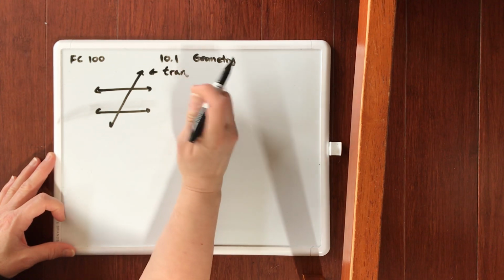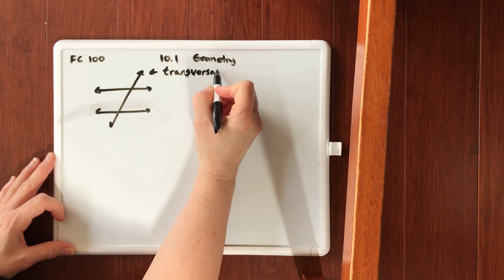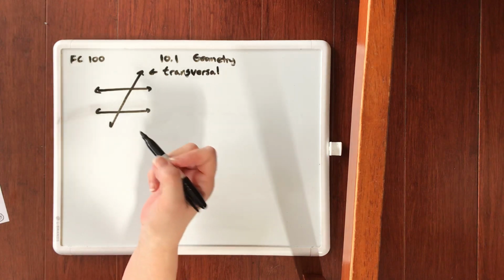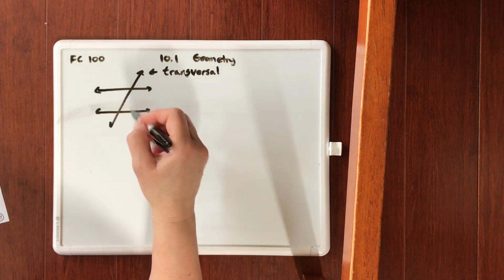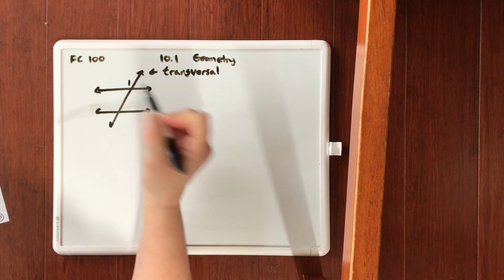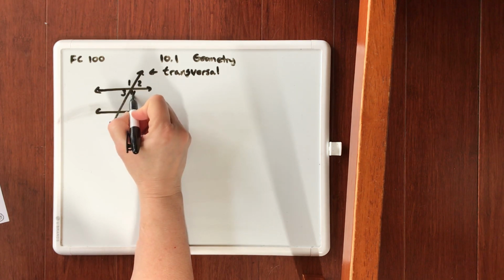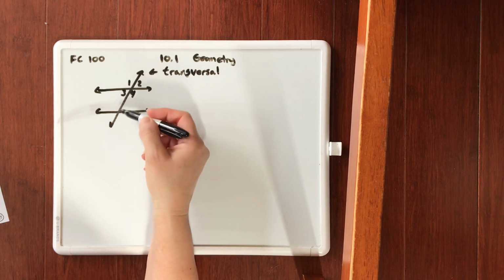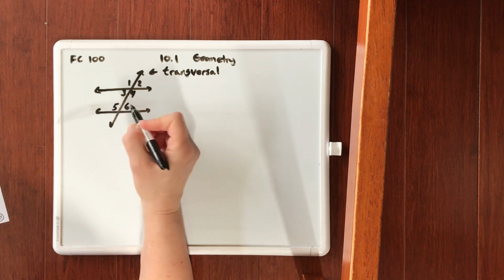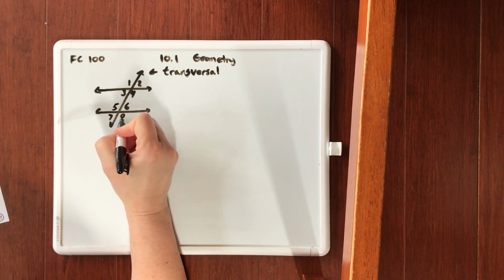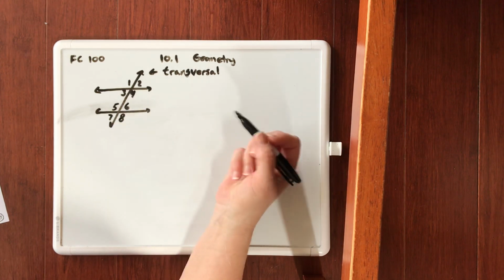A lot of vocabulary in geometry. So we cut through those parallel lines with a straight line. We call that a transversal. Now what I'd like you to do is label the angles. We're going to call this angle 1, this angle 2, this angle 3, and this angle 4. And now we're going to go down to this intersection right here, and we'll call this angle 5, angle 6, angle 7, and angle 8. We're going to talk about the different names that we call these angles.